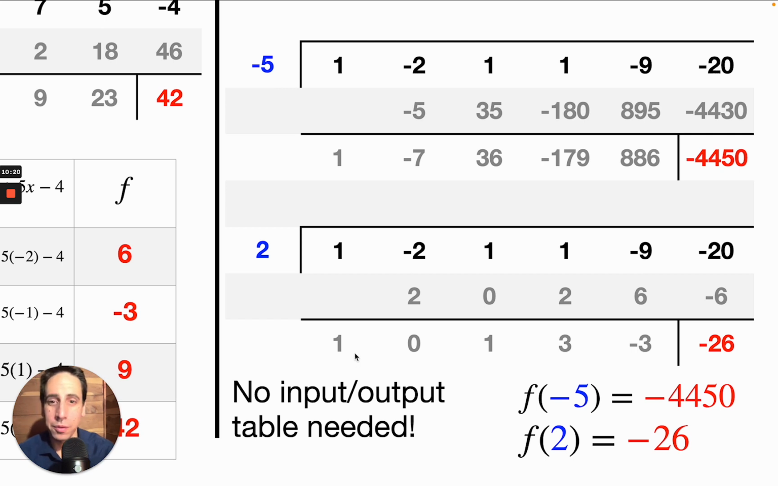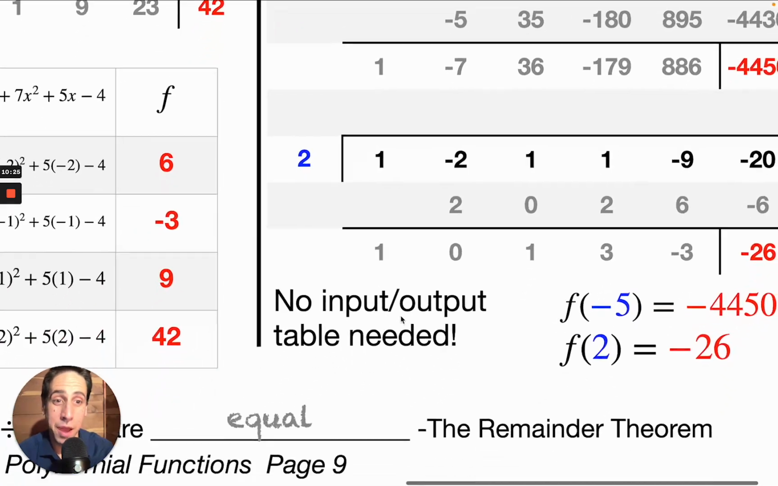There's no input-output table needed because instead of an input-output table, you're using synthetic division. That's the power of the remainder theorem.